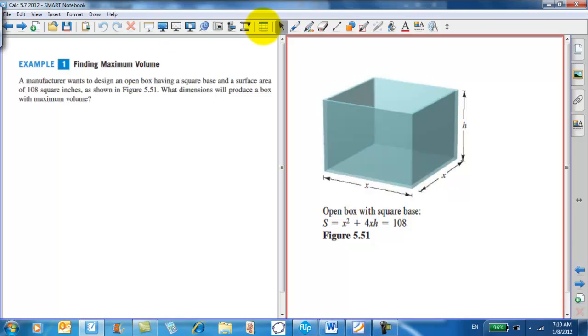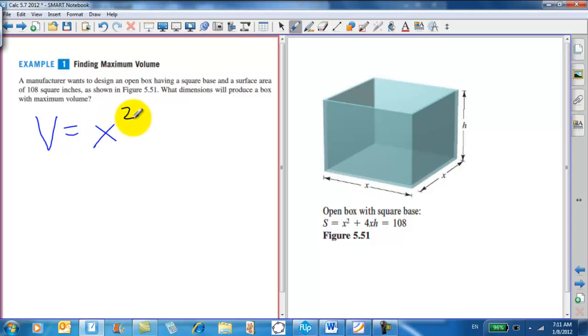So you start with that equation. Start with a volume equation. Volume of a box like this is going to be the area of the base, x squared, times the height, x squared h. Now, we can't optimize it in two dimensions. We can't optimize it if we have three variables. So we have to use one of these equations to get rid of one of the variables.